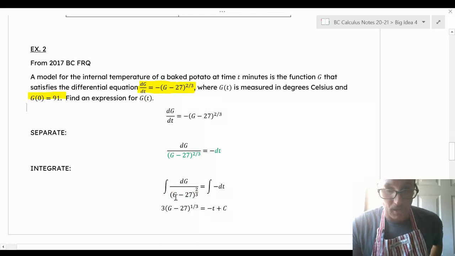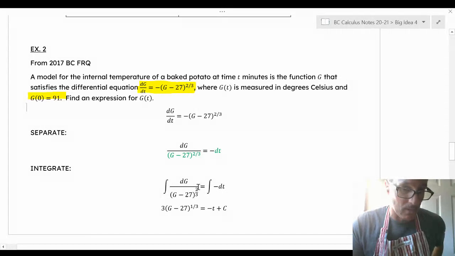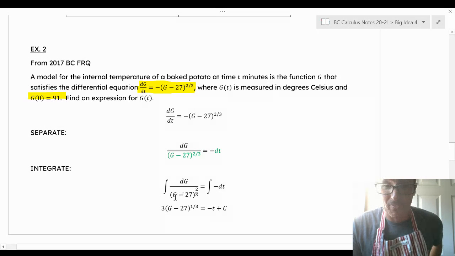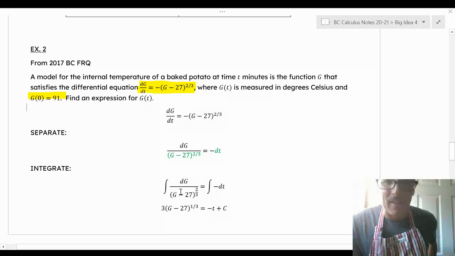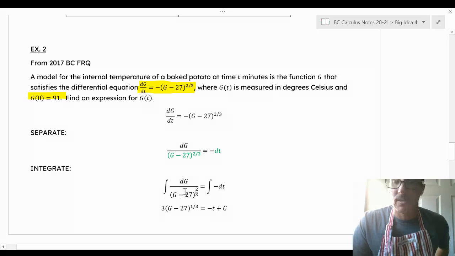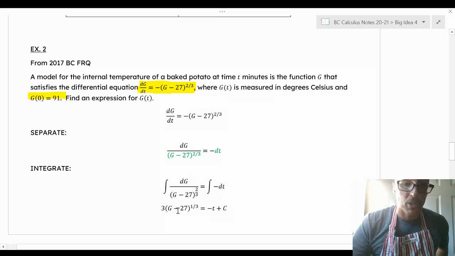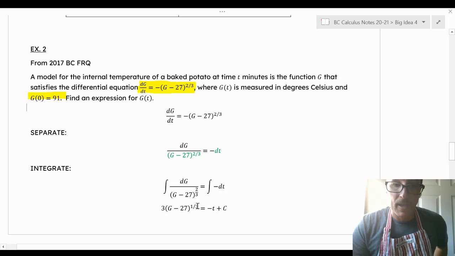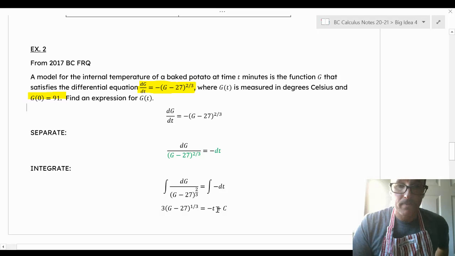Now I have a chunk raised to the 2/3. Nice little u substitution problem here, I might add. It's not really too tough because the derivative of g minus 27 is 1 times dg, so it's not a very tough u substitution problem. So that's basically like chunk to the negative 2/3. So the antiderivative of chunk to the negative 2/3 would be chunk to the positive 1/3, and then multiply by 3. And then the integral of -1 with respect to t is negative t plus our constant.